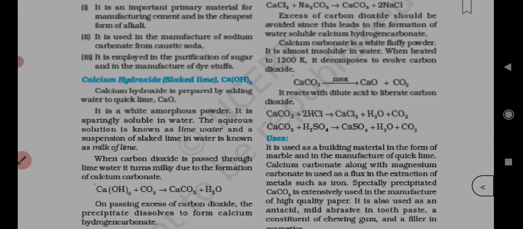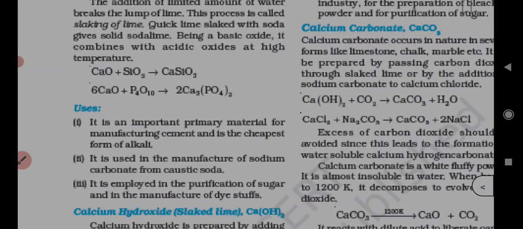Let's see the uses. It is an important primary material for manufacturing cement. If you want to build a cement company, you need a main primary material, and that will be calcium oxide, quick lime. It is also the cheapest form of alkali. It is used in the manufacture of sodium carbonate.